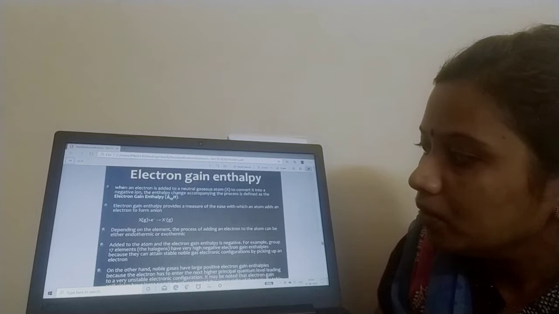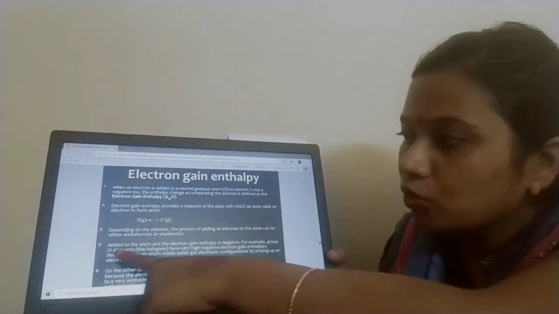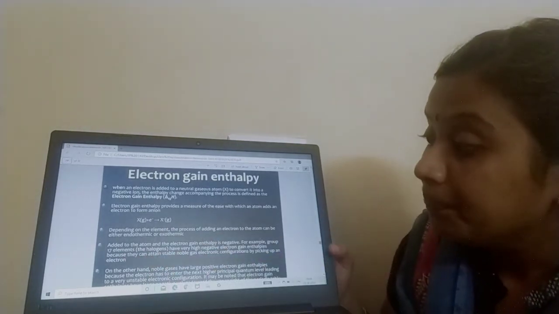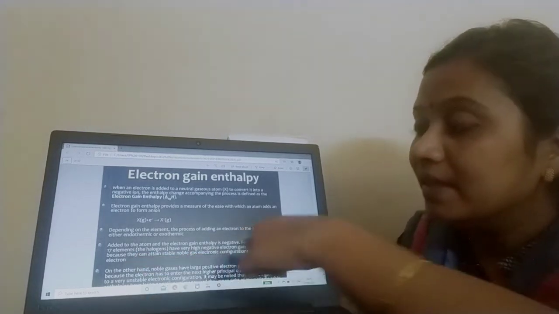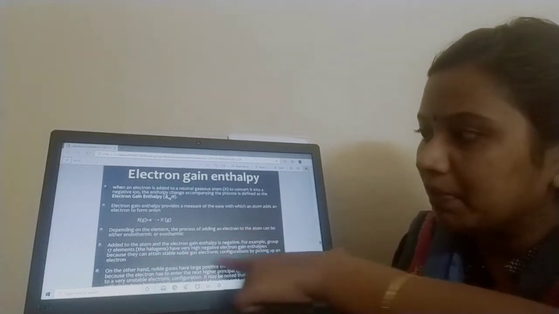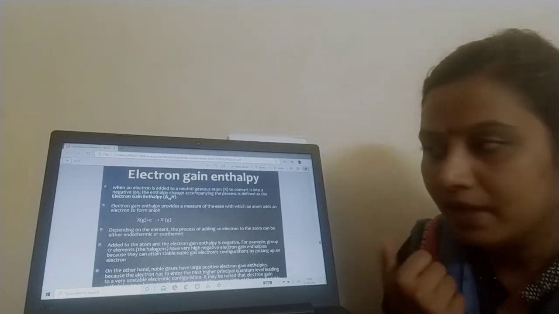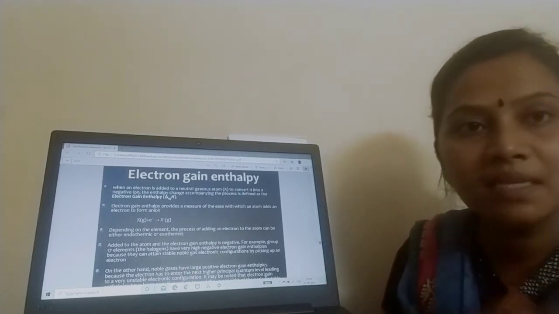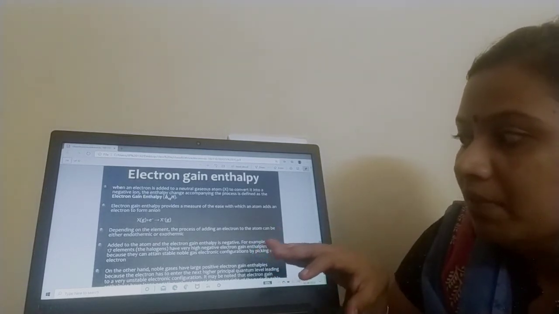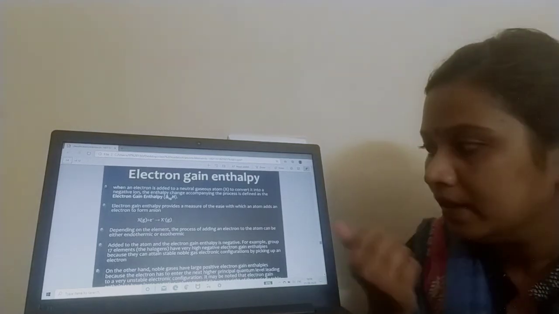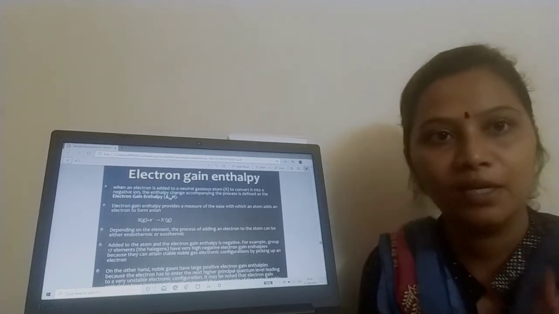Now added to the atom and the electron gain enthalpy is negative. For example, you take group 17 elements, they are halogens. They have very high negative electron gain enthalpies because they can attain noble gas configuration by picking up an electron. So which elements have high electron gain enthalpy? That is the group 17 elements, the halogens. Why? Because if they gain only one electron, they attain noble gas configuration.